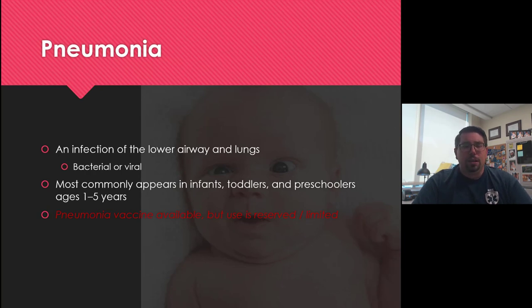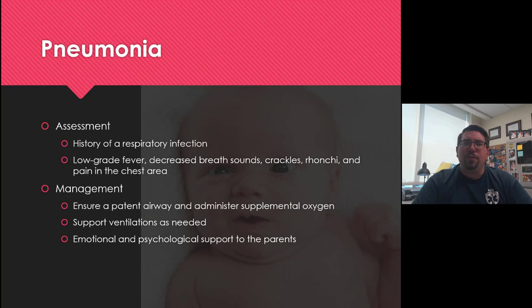pediatric patients. Your assessment would reveal a history of a respiratory-like infection, generally a low-grade fever, decreased breath sounds unilaterally or bilaterally, crackles, rhonchi, and then pain in the chest area on inspiration or palpation to the chest. Management, again, is to ensure a patent airway and administer supplemental oxygen, support ventilations as needed, and emotional and psychological support for both the patient and the parents, because oftentimes parents will feel very guilty if they feel that they've caused or are potentially related to the onset of pneumonia in their child.